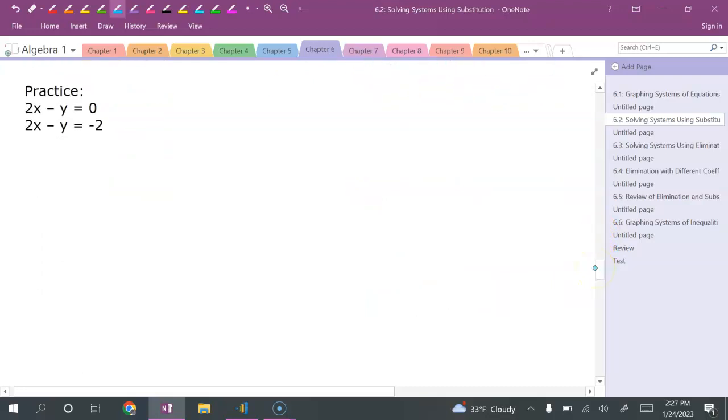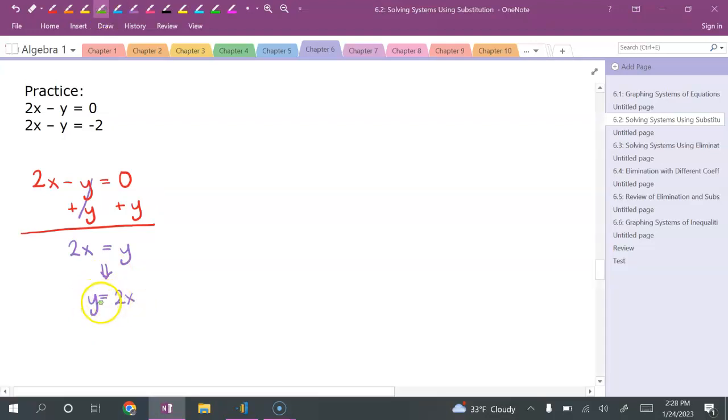Now, for the second practice problem, I took that top equation that says 2x minus y equals 0. First thing I did is I added y. And so it says 2x equals y, which is the same thing if I flip it around and I say y equals 2x. The reason why I switch it around is so that I can see I solved it for y. So I'm going to take that 2x here, and in the second equation, I'm going to plug it in for the y. So it's going to say 2x minus, instead of y, I'm going to put in 2x, and that's going to equal negative 2.